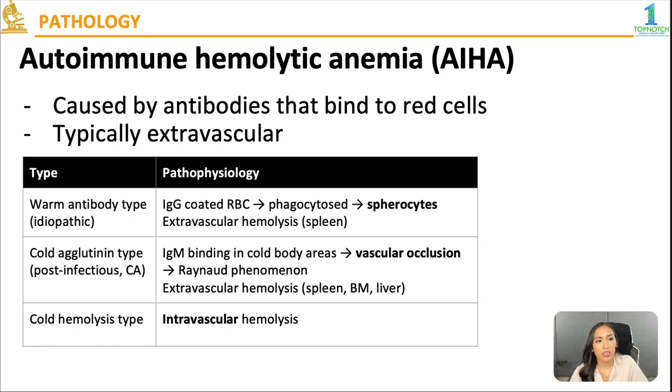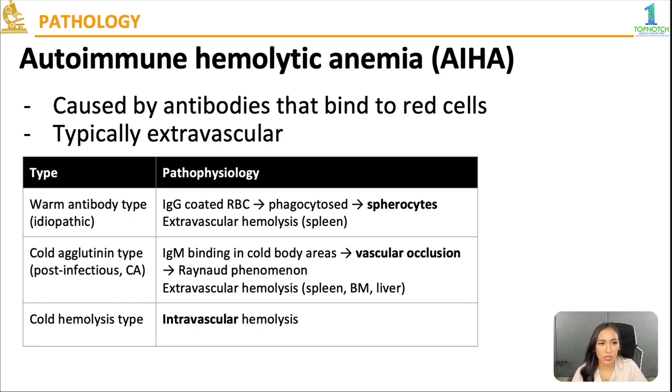There are three types. The warm antibody type, which is typically idiopathic. So ang pathophysiology nito, IgG coats the RBC, therefore tagging it for phagocytosis. So dahil na-phagocytose, nakakagat yung RBC membrane, nagkakaroon ka ng spherocytes. And eventually, these spherocytes will be sequestered by the spleen. The spleen will be like, oh, this is an abnormal RBC. I will take it and throw it away. Therefore, it causes extravascular hemolysis.